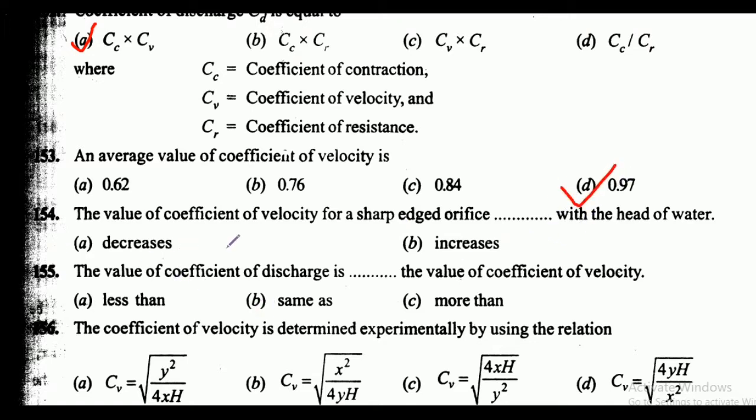Next is the value of coefficient of velocity for a sharp edged orifice dash with the head of water. So options are decreases or increases. So here friends, correct answer is option B, that is increases. Next is the value of coefficient of discharge is dash the value of coefficient of velocity. Options are less than, same as, more than. So here friends, correct answer is option A, that is less than.